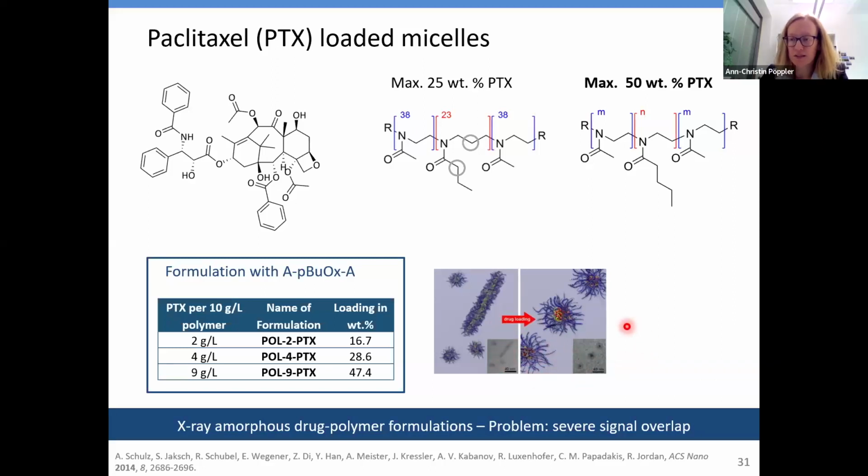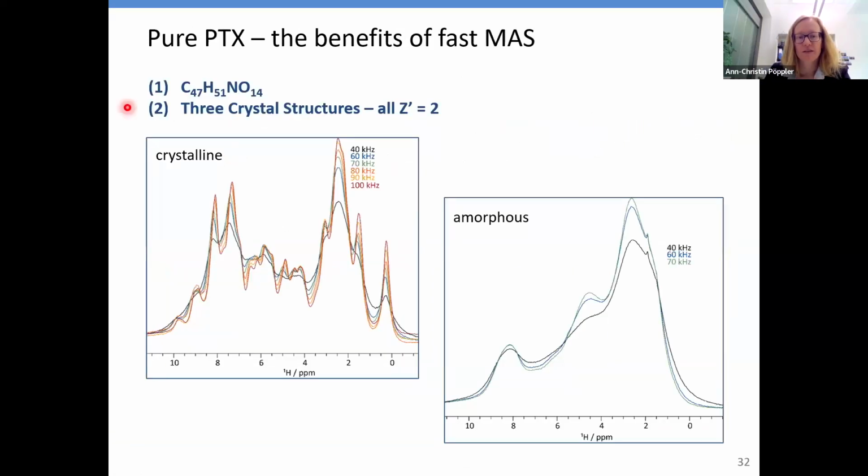The problem with this setting was that we have amorphous samples in this case. So these drug polymer formulations are completely X-ray amorphous. And due to this amorphicity, we have a distribution of environments and again, very broad signals, and the complexity of the molecule meant that we had a lot of signal overlap. And now we have to search for solutions to reduce the signal overlap. There's one possibility going to high fields, and there's also the possibility of going to high spinning speeds. So here is, again, paclitaxel now with the correct sum formula, and you see we have 51 protons.